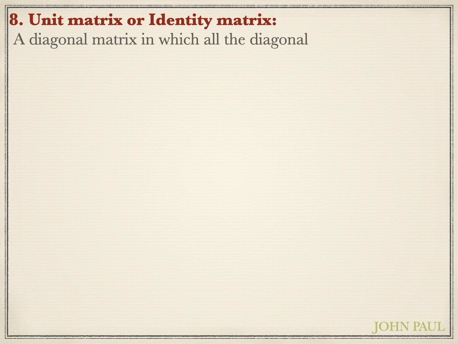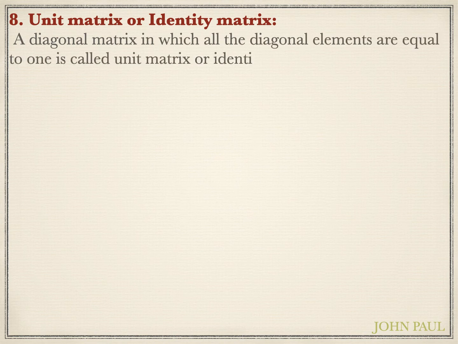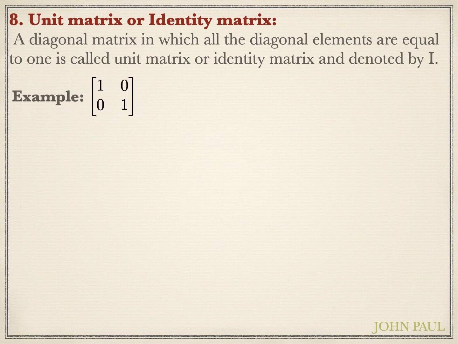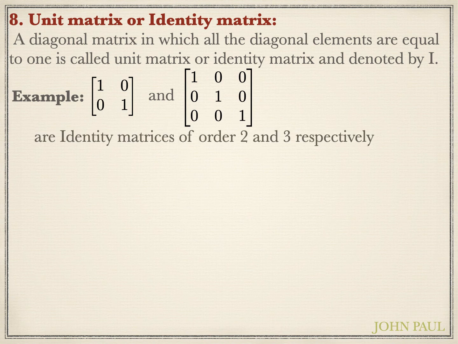Unit matrix or identity matrix. A diagonal matrix in which all the diagonal elements are equal to 1 is called a unit matrix or identity matrix, and it is denoted by I. Example, here see the diagonal, it contains 1 and 1, and in this matrix also the diagonal contains only 1. These are identity matrices of order 2 and 3 respectively.